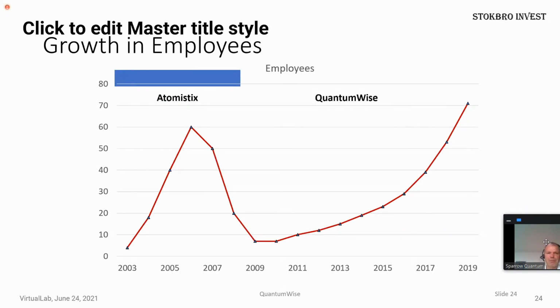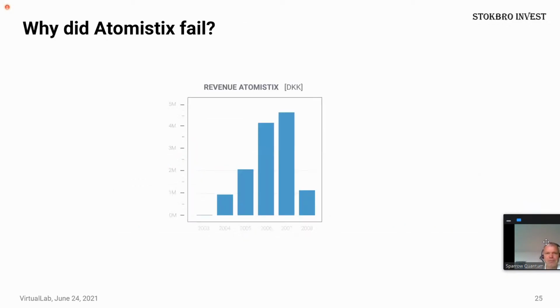You can see the number of employees. You can see how we peaked in Atomistics, and it took several years in QuantumWise to peak at the same number of employees as in Atomistics. So why did Atomistics fail?